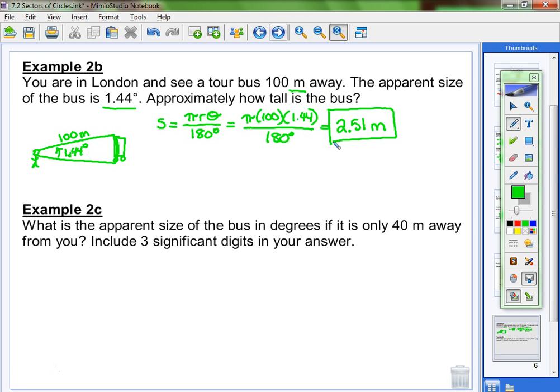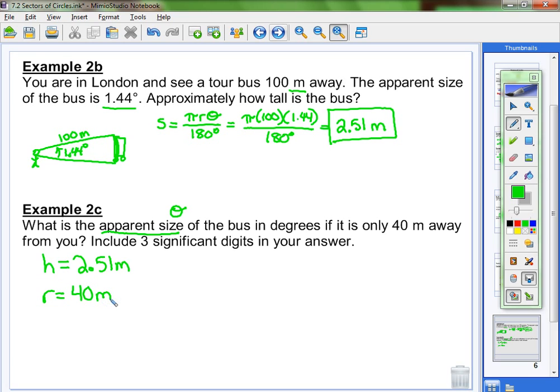Example 2c says, what is the apparent size of the bus in degrees if it is only 40 meters away from you? Include 3 significant digits in your answer. So we're using the same bus, so the height of the bus is 2.51, which we just figured out. We want to know the apparent size. That's going to be theta. And our distance this time is 40 meters.